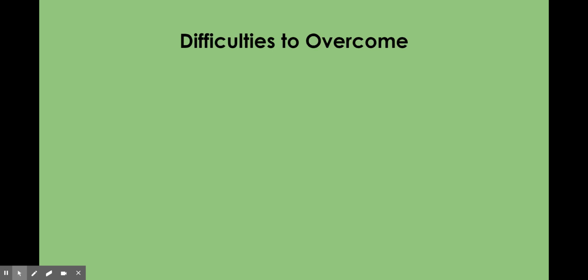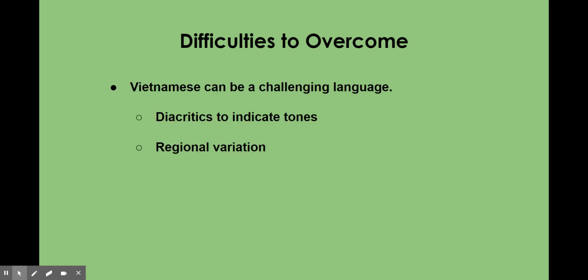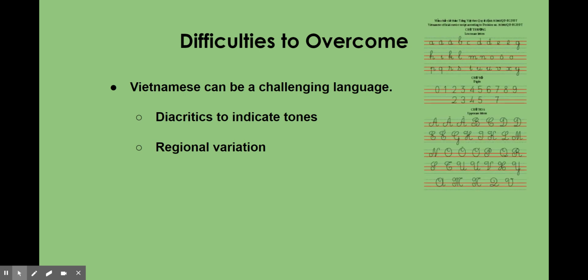Now, let's examine some difficulties to overcome. First, Vietnamese can be a challenging language for some students. The Vietnamese language uses diacritics, which are figures written above and below letters, and these may indicate tones. This can mean there is a difference between ba and ba. There is also a lot of regional variation across the country, which can confuse learners.